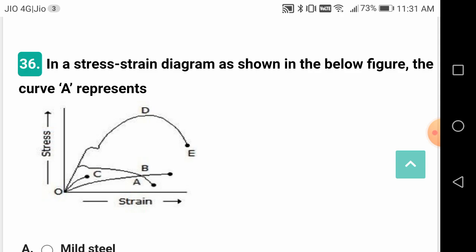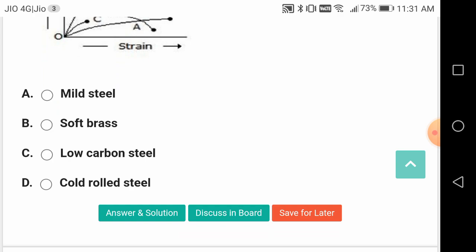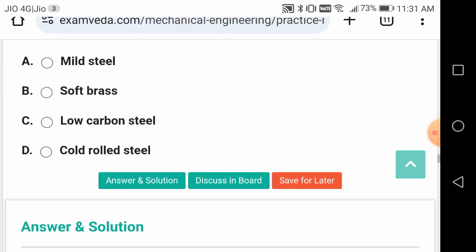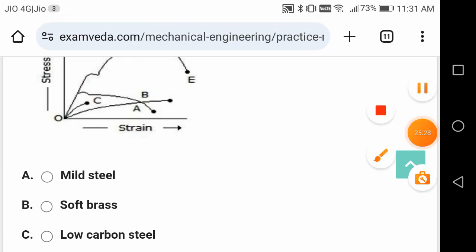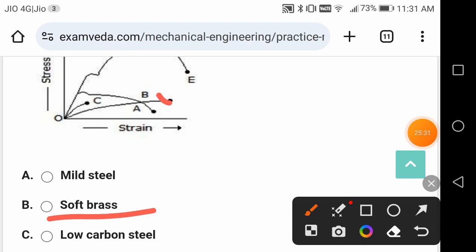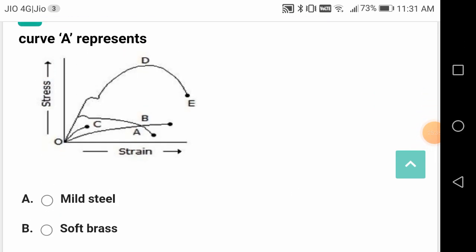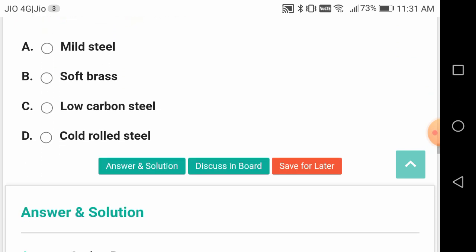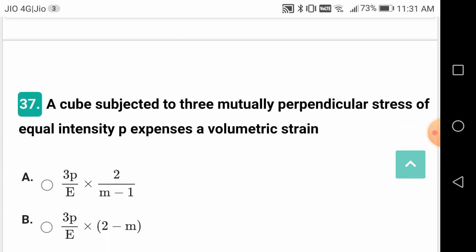In a stress strain diagram, as shown, the curve A represents what? This is for which material he is asking. So he has given the various stress strain diagrams for various materials. A is for the soft bronze. E is for mild steel, friends. Some of the materials are also given: low carbon steel, cold rolled steel, etc.